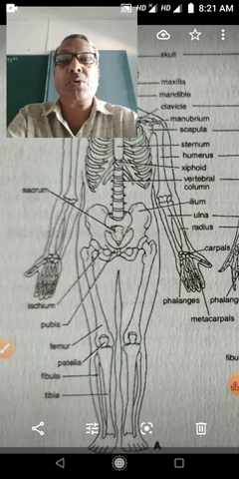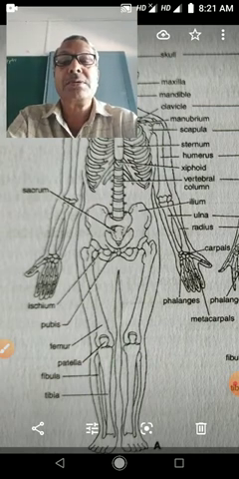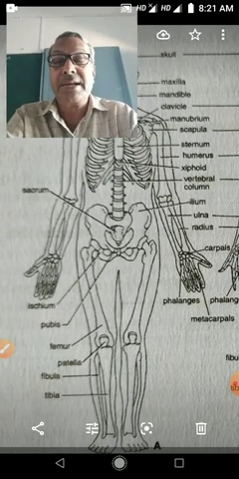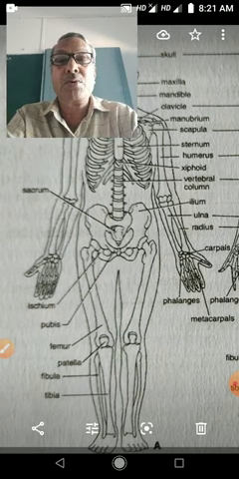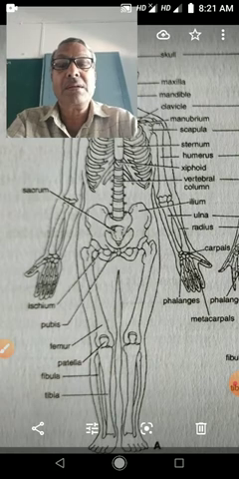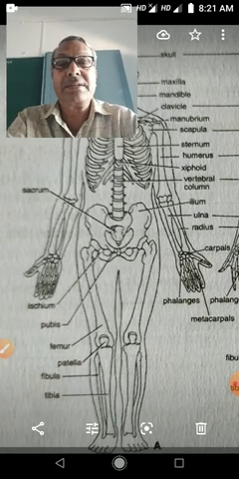Children, today I am going to teach you about the human skeleton. The human skeleton forms the framework of the body. The skeleton is composed of bone and cartilage. The human skeleton is made of 206 bones.